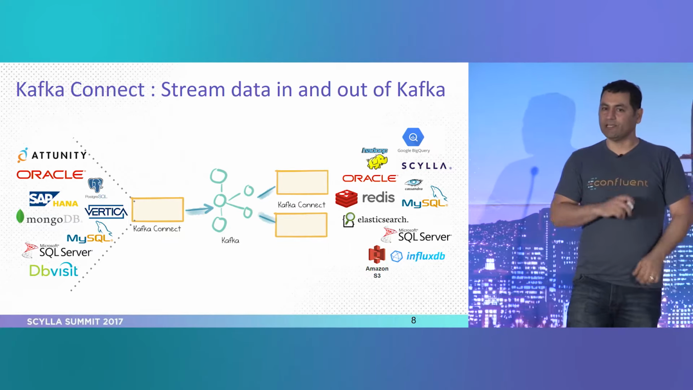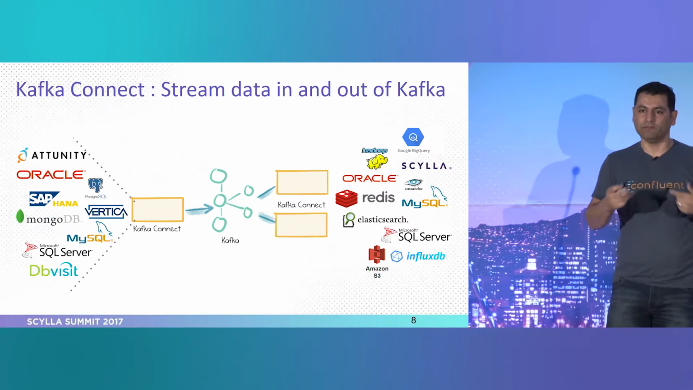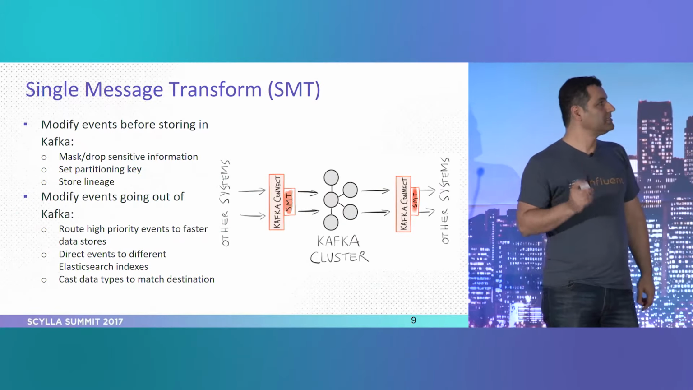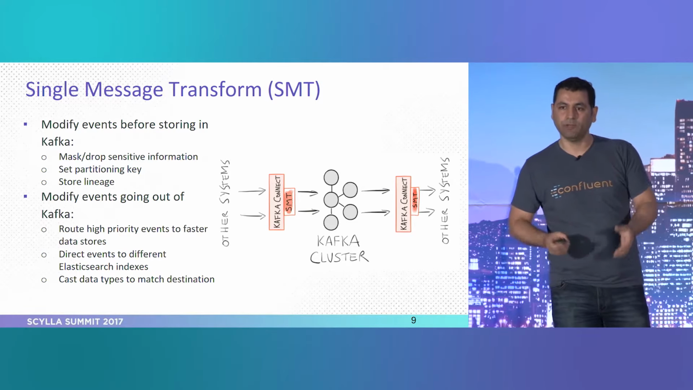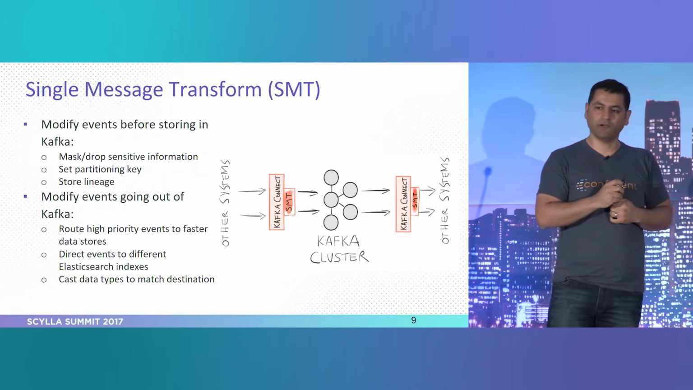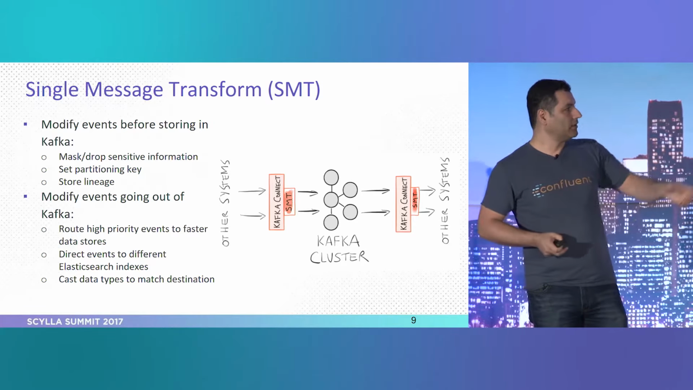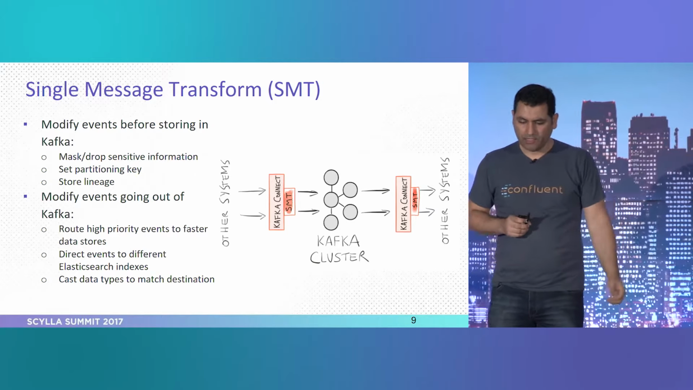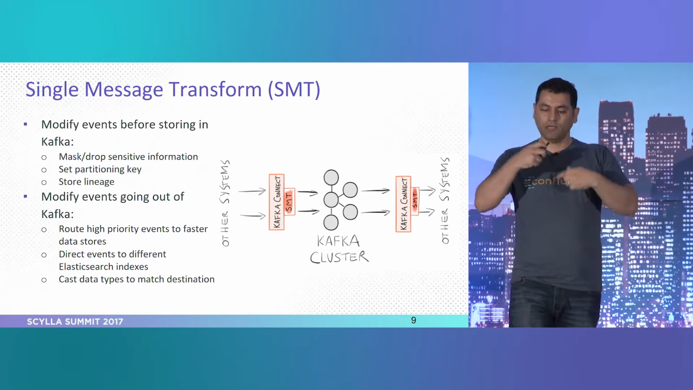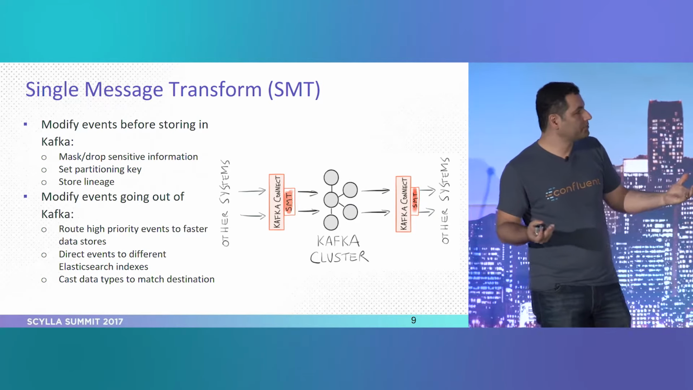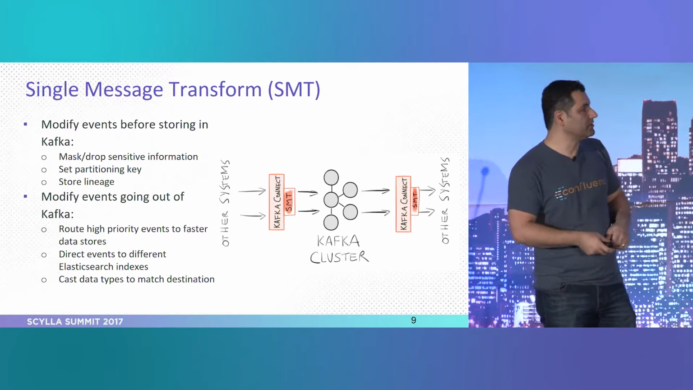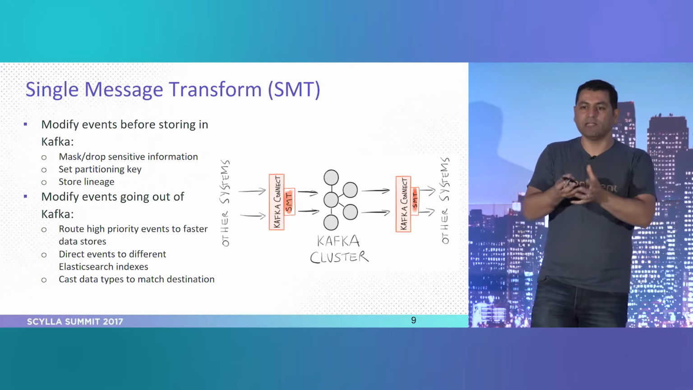But just moving data may not be enough for you. You may want to do a little bit of computing too. So for that, Kafka Connect provides a mechanism called single message transform. In single message transform, every message which you are reading from an outside system, before writing it to the Kafka cluster, you can do some processing. So as you see on the input side, you have Kafka Connect reading from the outside system. You can do different processing, like you can drop some sensitive information, you can set some partitioning keys, you can store lineage, you can do a lot of single message transformation.